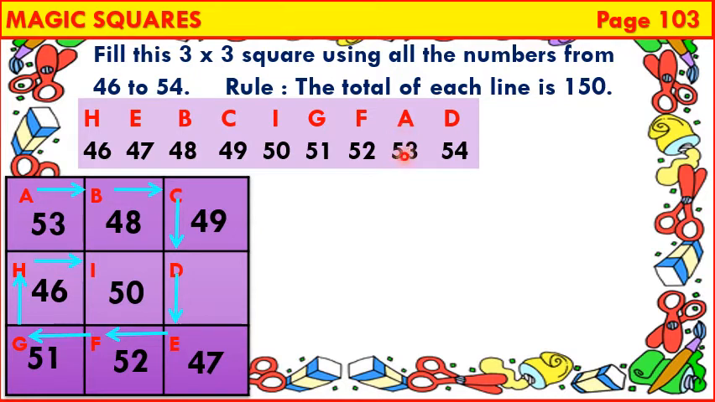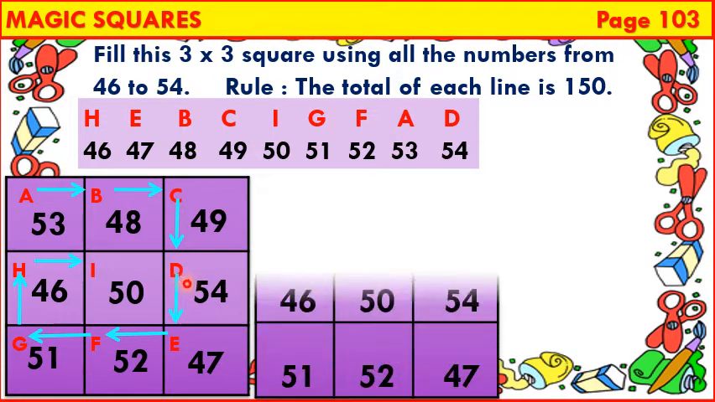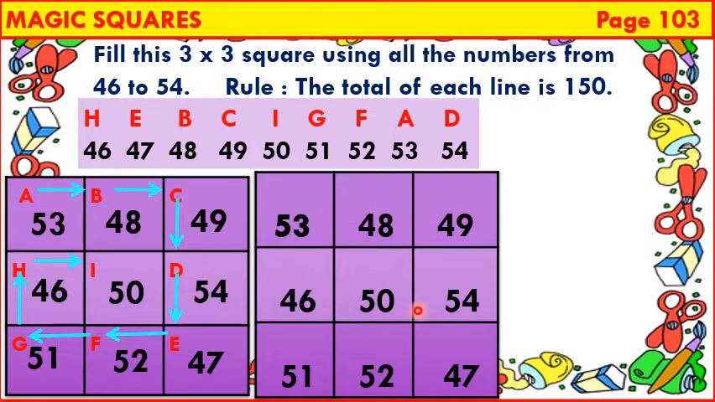Below A, 53 is written. So write this 53 below A in this magic square. Below D, 54 is written. So write this 54 below D in this magic square. So now our filling of the magic square is over and it will look like this.